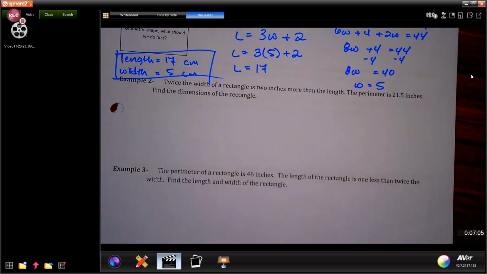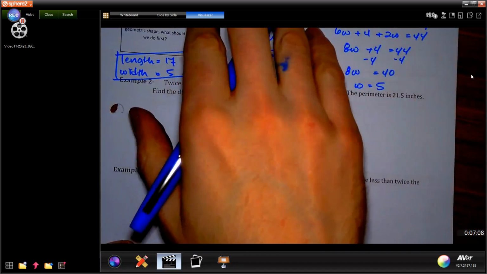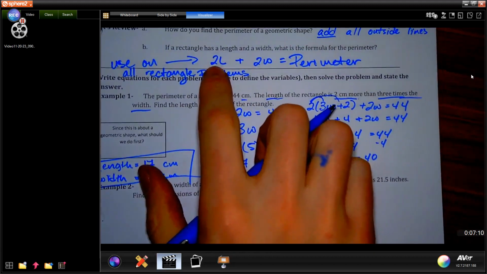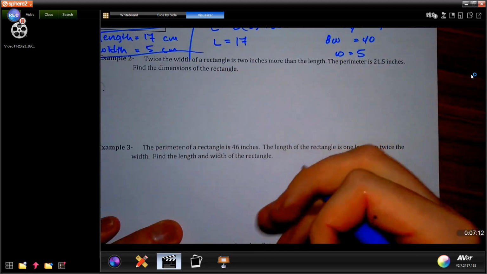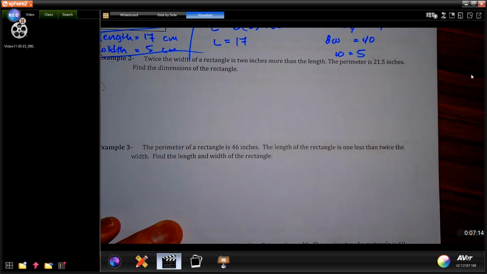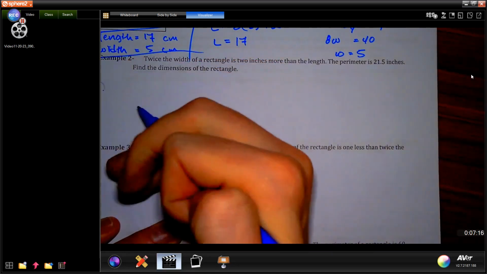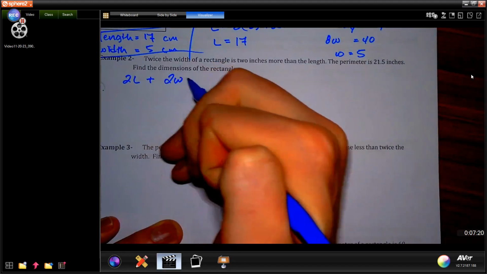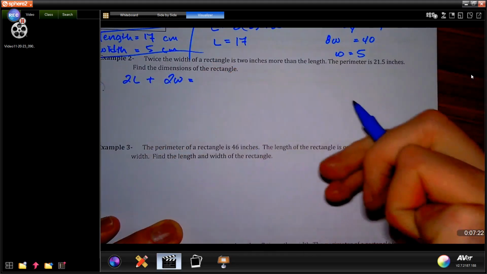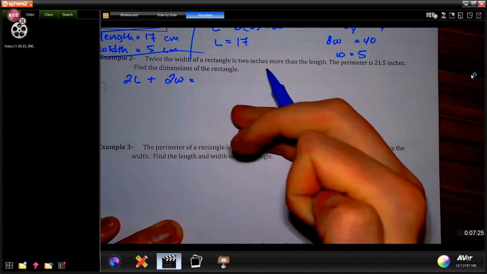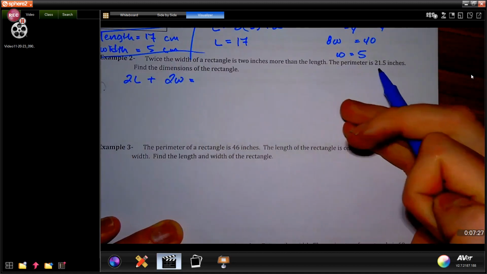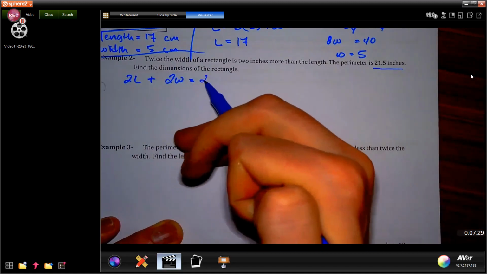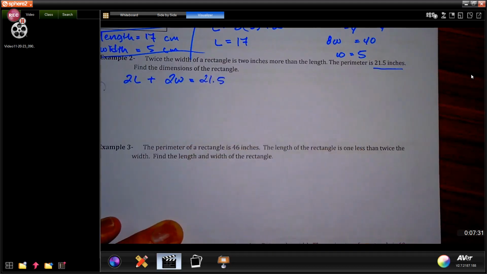Okay, let's read it through. And remember, you always want to use this top equation here for the rectangle ones. 2L plus 2W is equal to your perimeter because you're going to be given your perimeter on every single problem. Okay, so let's write it out. 2L plus 2W equals, what is our perimeter length? Twice the width of a rectangle is 2 inches more than the length. The perimeter is 21.5 inches. Okay, that's our first equation.